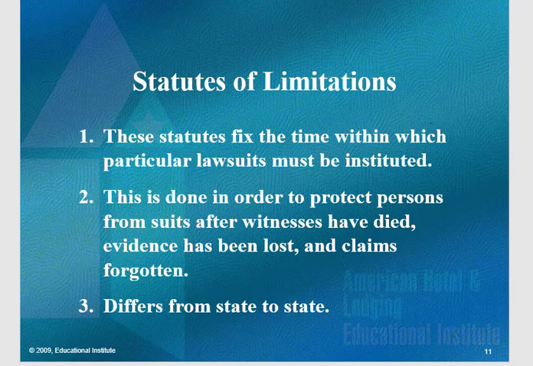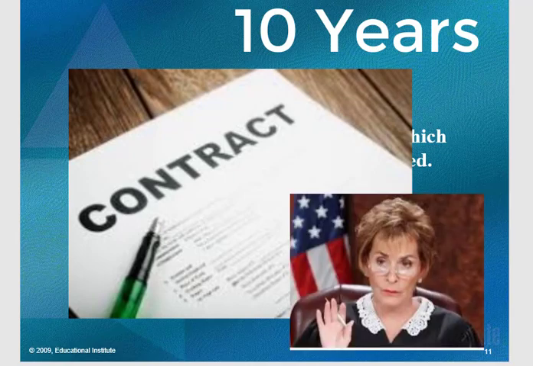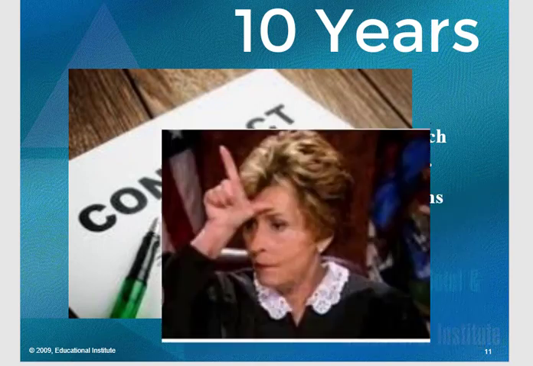So for instance, the statute of limitations for enforcing a contract may be 10 years. If the person that wants to bring suit about a contract doesn't bring it within 10 years from a date certain, they are barred from ever bringing that. And those statutes of limitations differ from state to state.